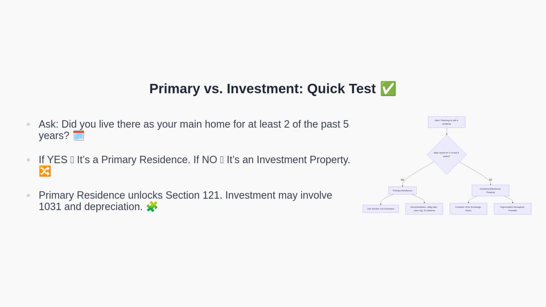Now let's apply a quick test. Ask yourself whether the property was your main home for at least 2 of the 5 years leading up to sale. If yes, it's generally a primary residence. If not, it's treated as an investment or business property. Primary residence status opens the door to Section 121, which can exclude a substantial amount of gain. By contrast, investment property may allow for a 1031 exchange, and it can trigger depreciation recapture. Keep documentation for primary residence, such as driver's license address, voter registration, tax returns, and utility bills, because these can support your position if questioned.